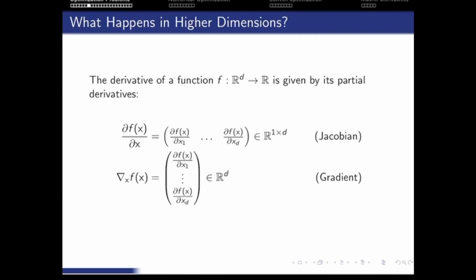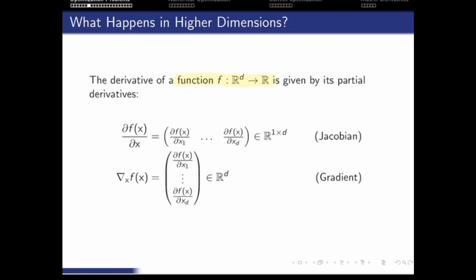What happens now in higher dimensions? We will not work with one-dimensional functions. This is not very interesting. But most of the time we have a lot of features, and hence we will have a function which maps from our feature space to the real values, and the real values are then something like a loss function or a cost function, something which tells us how good our solution is in a measurable way.